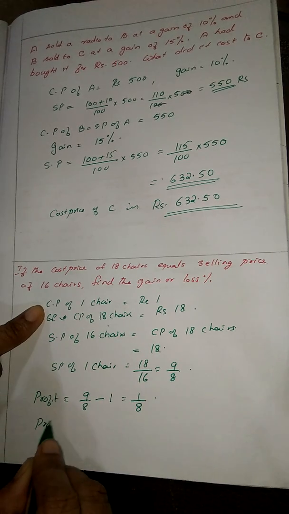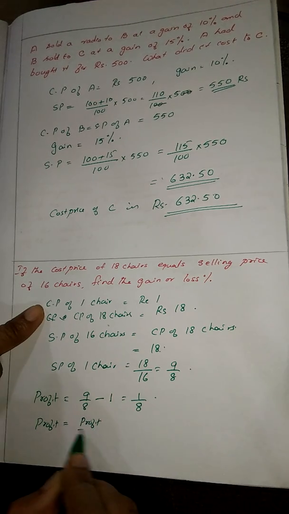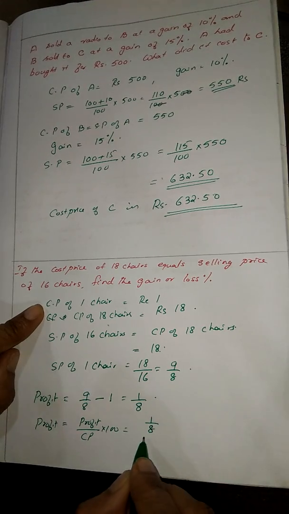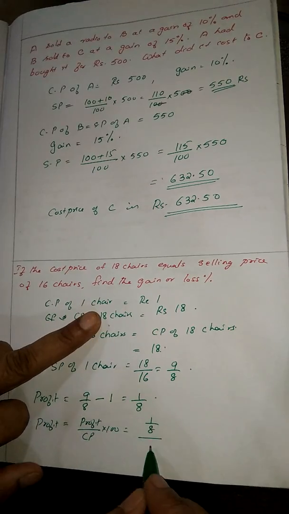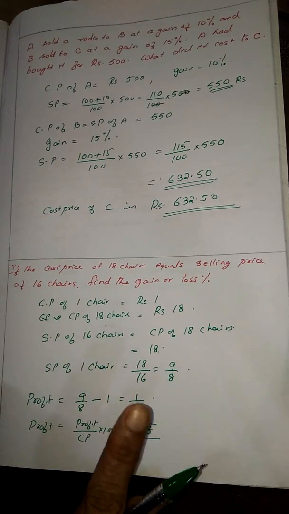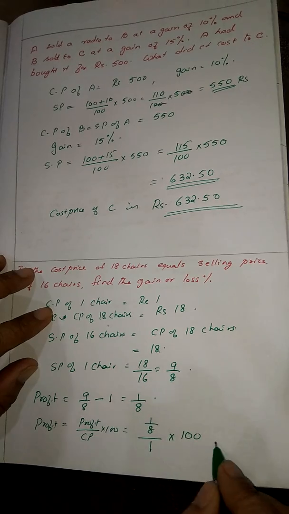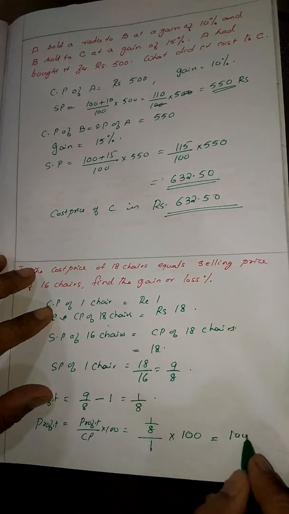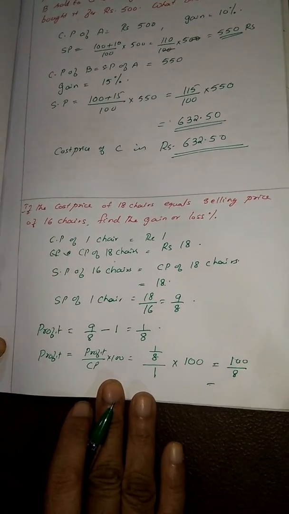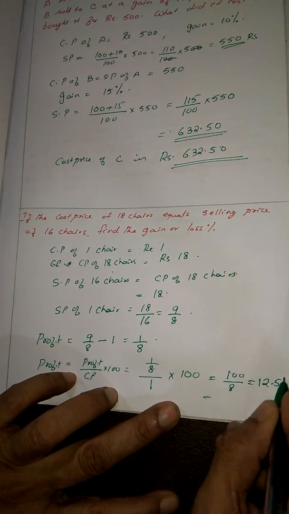So profit percentage is equal to profit divided by cost price into 100. So profit is 1 by 8 upon cost price of one chair, because profit is for one chair. So cost price of one chair will be 1 into 100. So that is equal to 100 by 8. That is equal to, we will get it as 12.5 percentage.